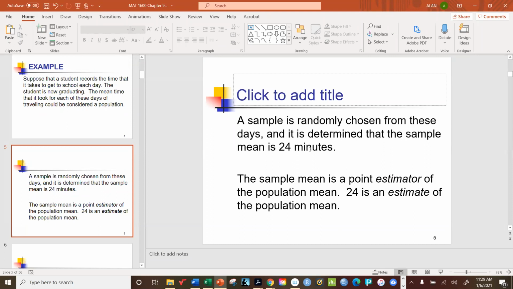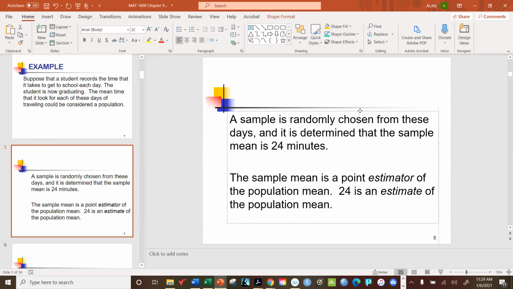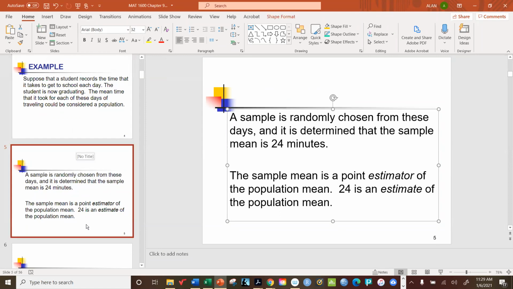Now, here's the interesting part. This is a very helpful measure to give us a sense of how long it took you to get to school.